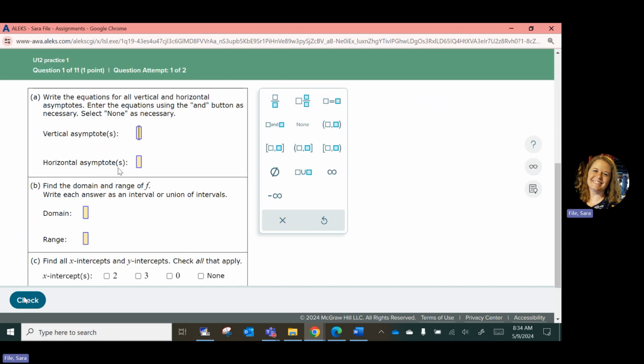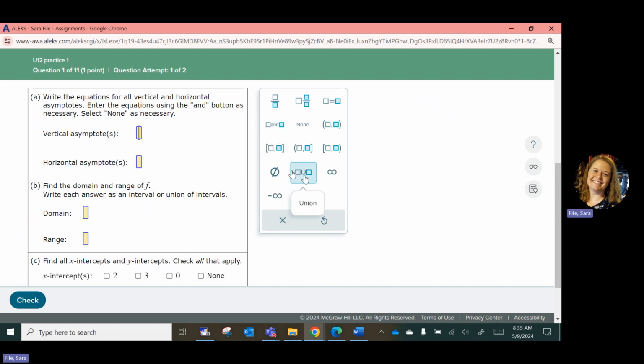What are the asymptotes? Make sure that you're answering these as equations for asymptotes. Your vertical asymptote is x equals a number. Your horizontal asymptote is y equals a number. Okay, your domain and range, you're going to do in interval notation using your parentheses, and you can use the infinity and negative infinity symbols. Okay.